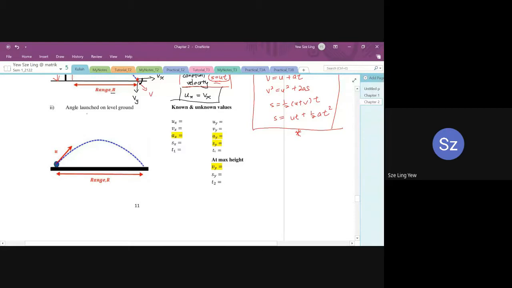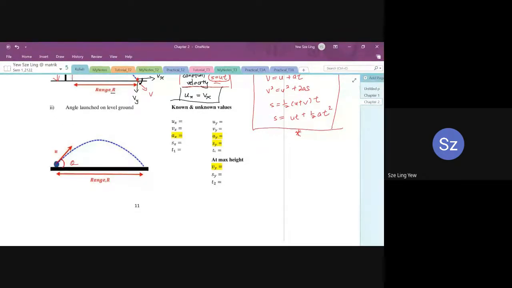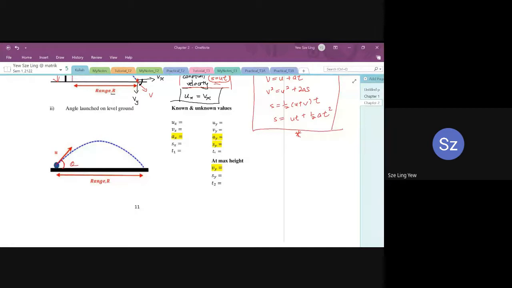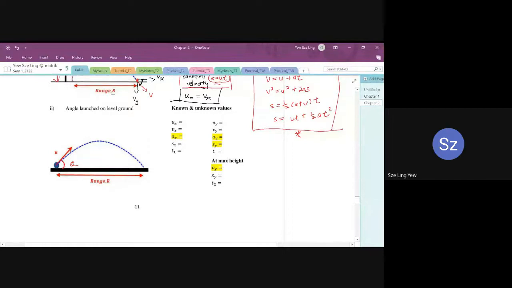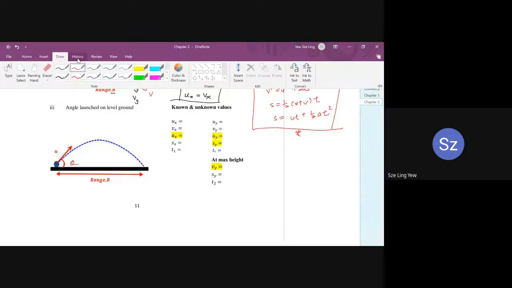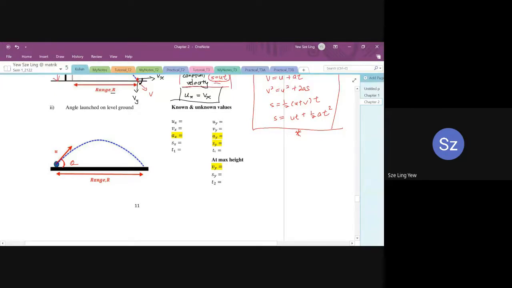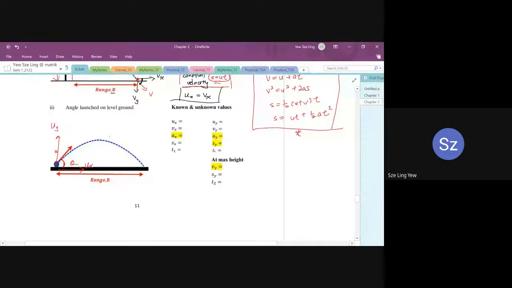So now, angle launch on level ground. So you have an angle, and this angle is from the ground. This is the angle, theta. So now you launch something at an angle. Like I told you just now, whenever you launch something at an angle, to make it easier, we are going to resolve it into X and Y components. So we need a Ux. So this is your Ux, and then this is your Uy. Ux and Uy.